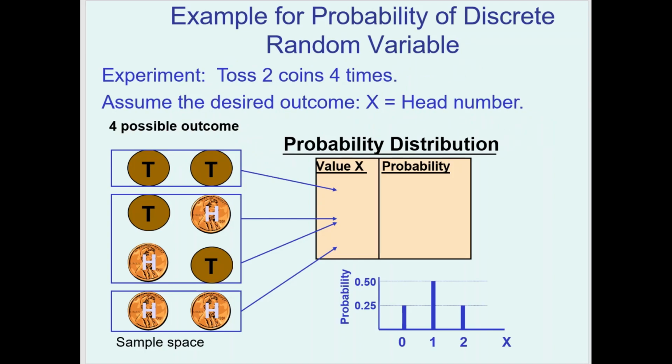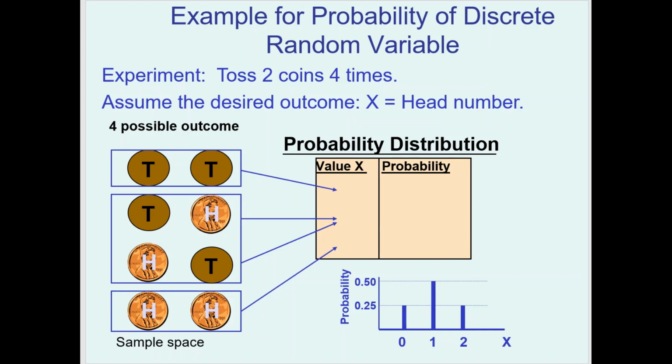So let's move to the first example, a very simple example of probability for discrete random variables. We just recap again: what is a discrete random variable? This is something that is countable, that we can count. We take a simple example, which is the experiment of tossing coins. This experiment involves tossing two coins, and we toss them 4 times. So there are 4 events of us tossing 2 coins.